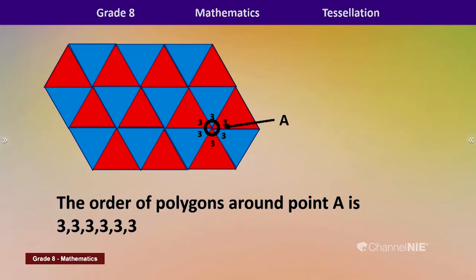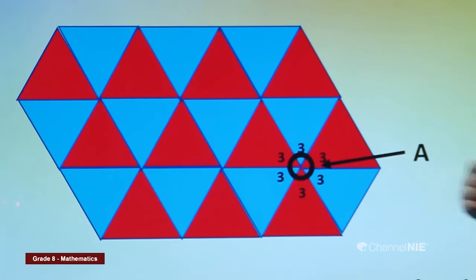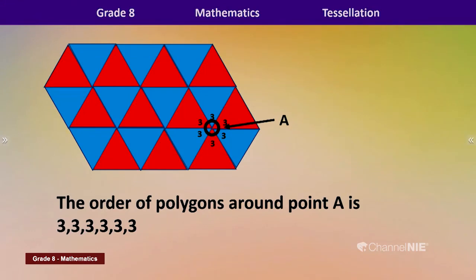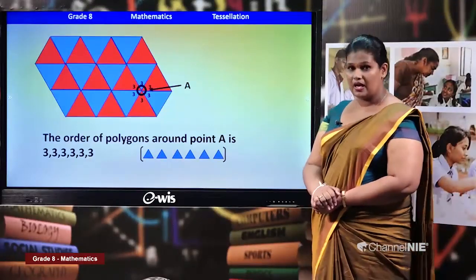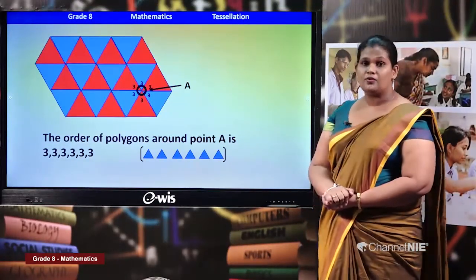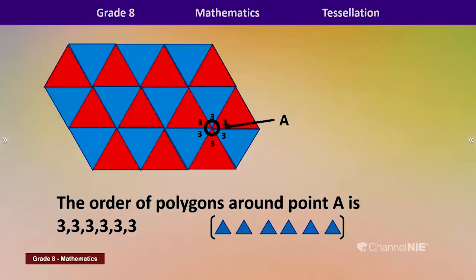So, we will take the vertex point as A. The order of polygons around point A is always, here 3 means we have 3 sides in a triangle. So, the order of polygons around point A is 3, 3, 3, 3, 3. So, at each and every vertex point, the order is the same. So, we can create regular tessellations using equilateral triangles. So, this is a regular tessellation.